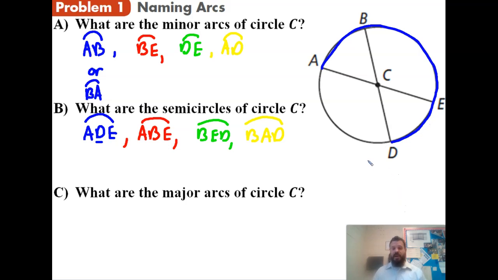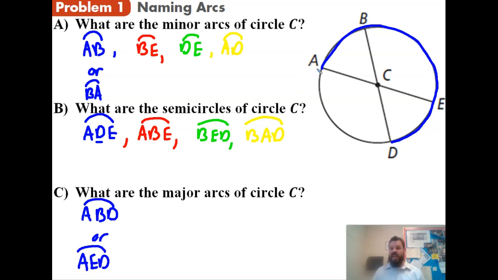Okay, just like with a semicircle, I need 3 points. We'll say the endpoint A, we'll say the endpoint D, and then since this one goes through 2 different points in the middle, I can pick either one of them. We'll go with B. Okay, but besides flipping the order, I could have also used the E in the middle. I could have said A, E, D.